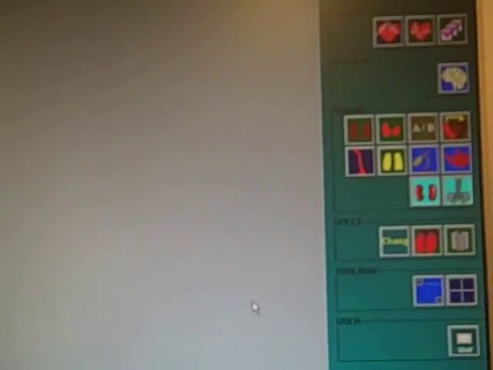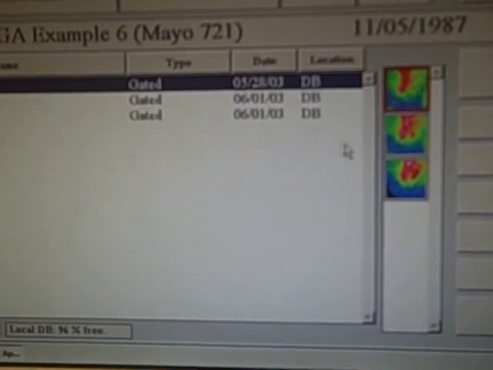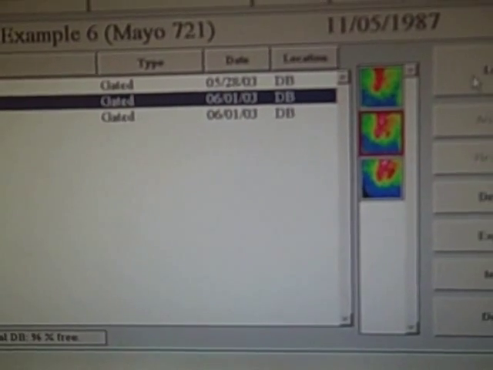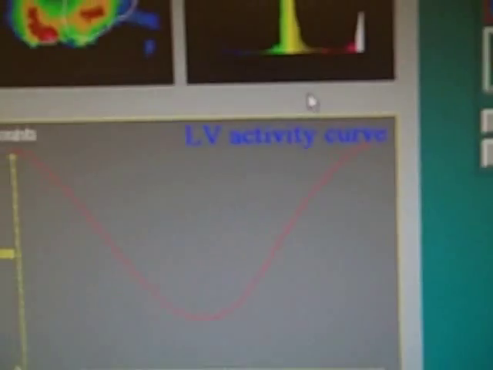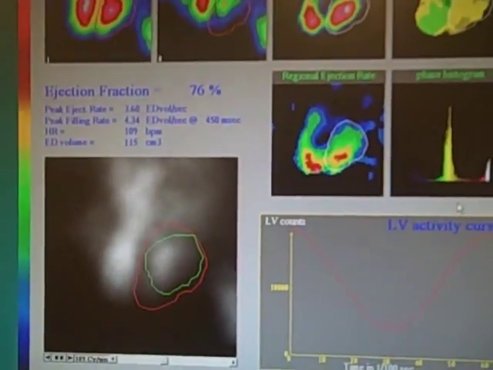I had wanted to show you a MUGA scan, a typical MUGA scan, what it looks like. I'm up in the lab, at the computer. We're going to select the middle one. Down here, we're going to select the 45 LAO and then hit load. Well, that was quick. Okay, there's a MUGA scan right there for you.